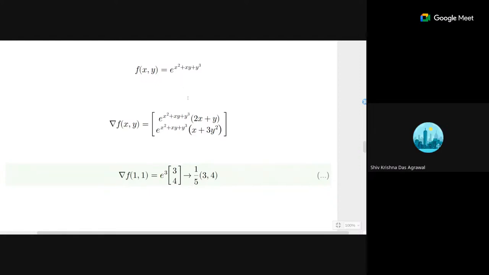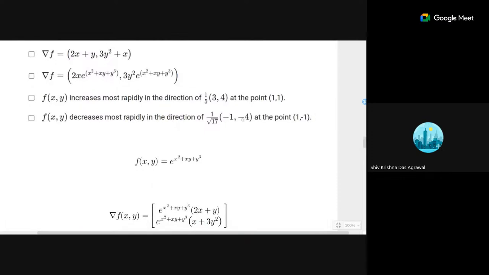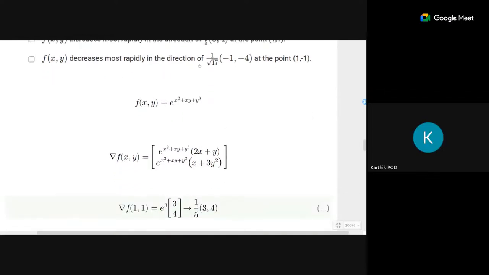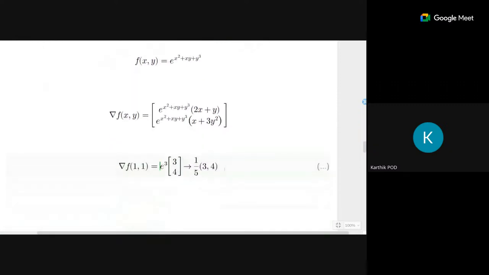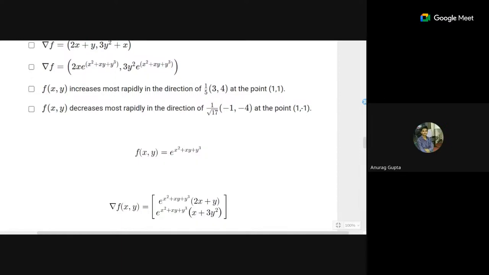Question was, at the point 1, 1, in which direction does the function increase most rapidly? Yeah, that's right. Because the direction of the gradient is the direction of most rapid increase. Therefore, this is the direction. So, sir, for every point, the direction is different? Correct, it may turn out to be different. Depending on the point, the gradient will keep changing.